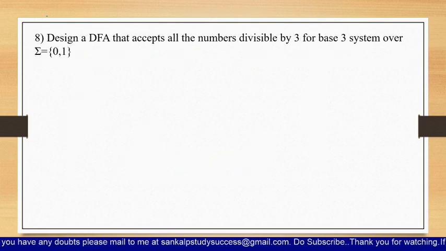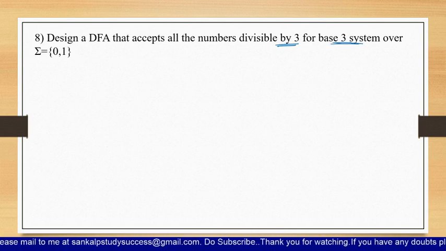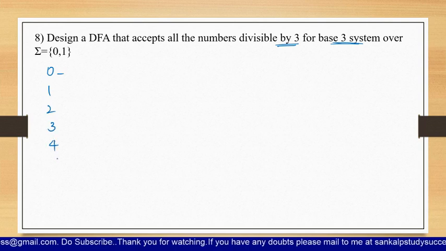So now let us see a different model question wherein the numbers are divisible by 3. We have just done it for the binary system. But here the question is divisible by 3 for the base 3 system over the input alphabet 0, 1. That means for the base 3 system, how are we going to draw? We know that. Let us convert the numbers into the base 3 system first, which is 0, 1, 2, 3, 4, 5, 6, 7, 8 and 9.